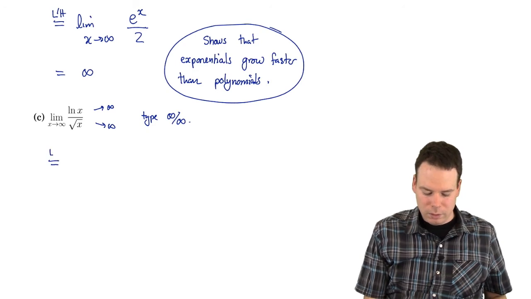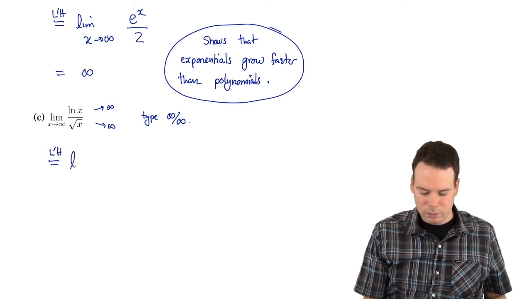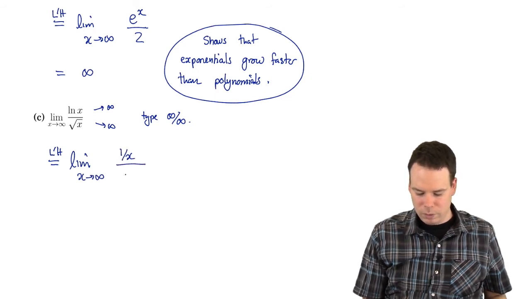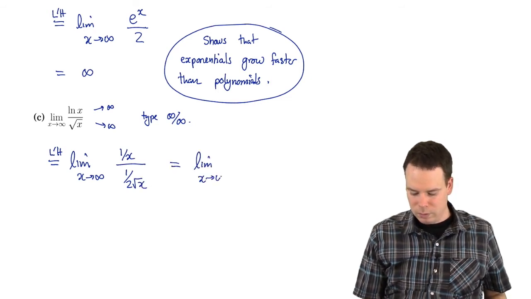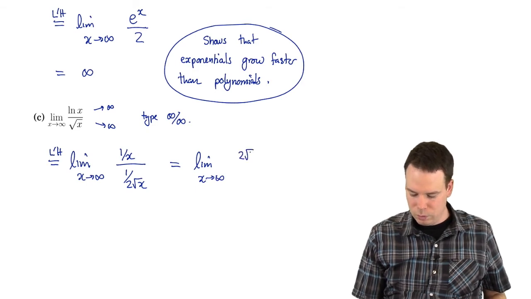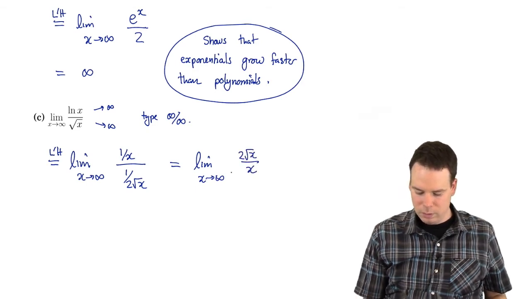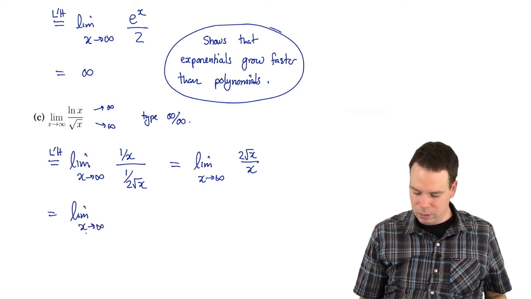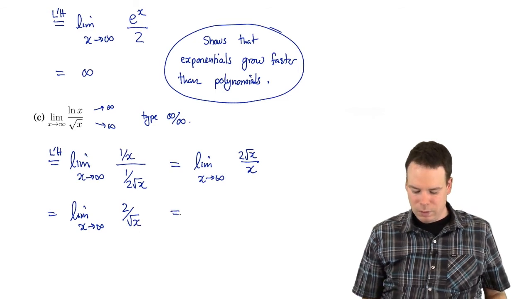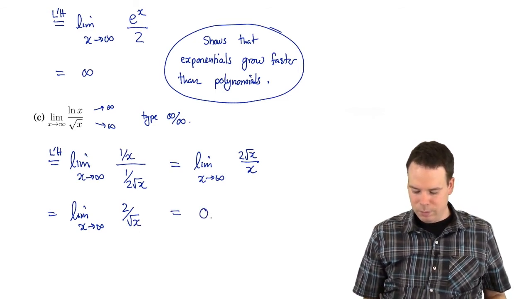Well, let's have a look. Let's apply L'Hopital's rule. The limit as x goes to infinity of the derivative of the top over the derivative of the bottom. Do a bit of simplification now. That's 2 root x over x, or in other words, the limit as x goes to infinity of 2 over root x. As x goes to infinity, 2 over root x goes to 0.